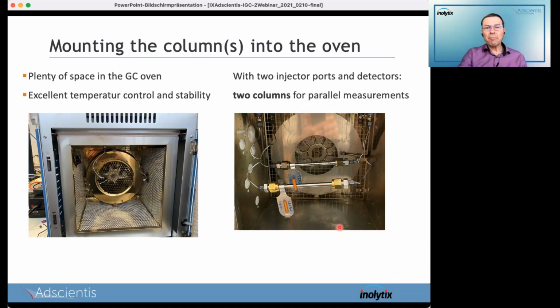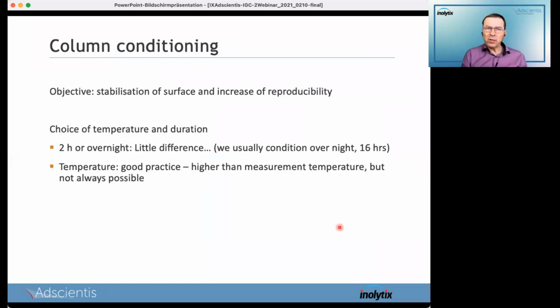So that's this setup. Before we start, one thing about column conditioning. The objective here is really to stabilize the surface in the inert gas stream and thereby also increase the reproducibility. There are 2 different variables here, temperature and duration. Usually we say a minimum of 2 hours, but better overnight. We found there is not so much difference. We have slightly better reproducibility if we do it overnight, but let's say 2 hours is usually also okay.